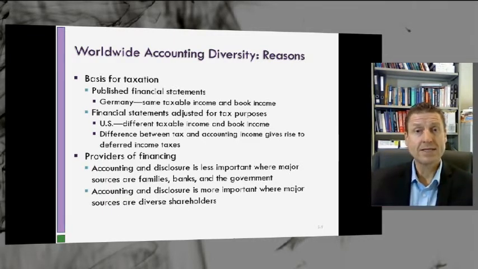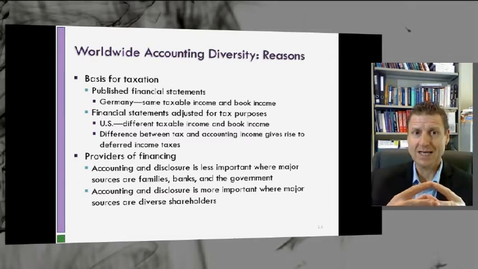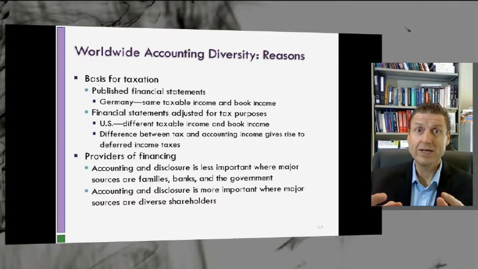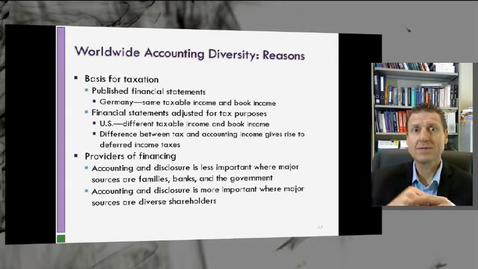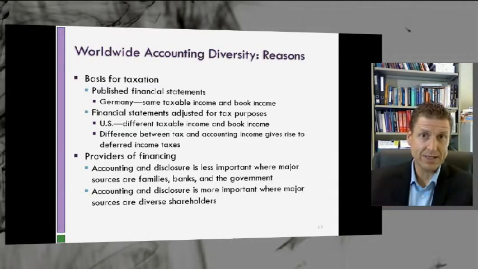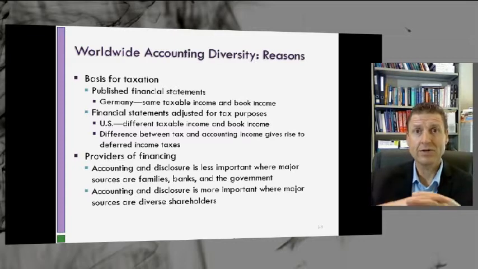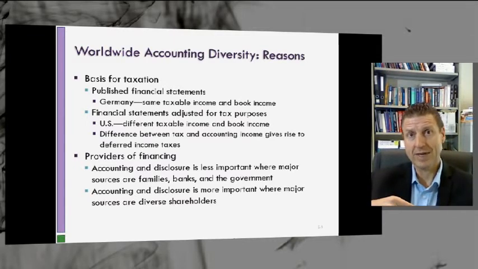What about a second reason for accounting diversity? The basis for taxation and providers for financing. It's a third reason. Now, the basis for taxation is really interesting. If you go to the US, the way taxable income is calculated is totally different from how accounting income is calculated. But if you go to Germany, the taxable income and accounting income are based on the same calculations. If you go to Australia, taxation income is different from accounting income.